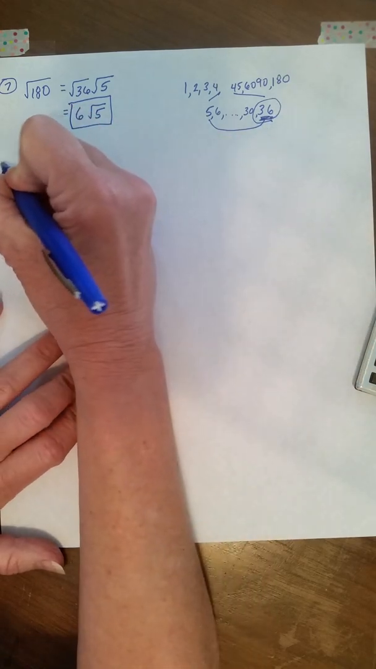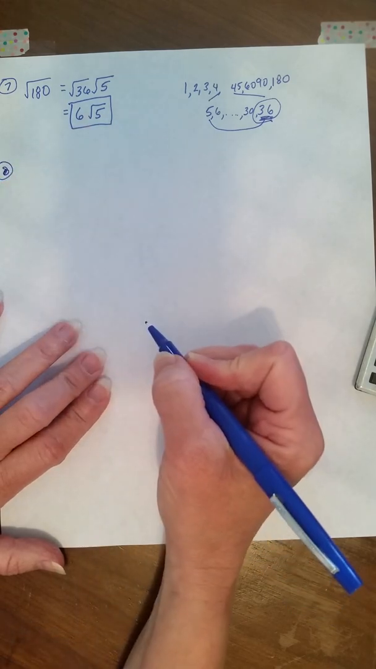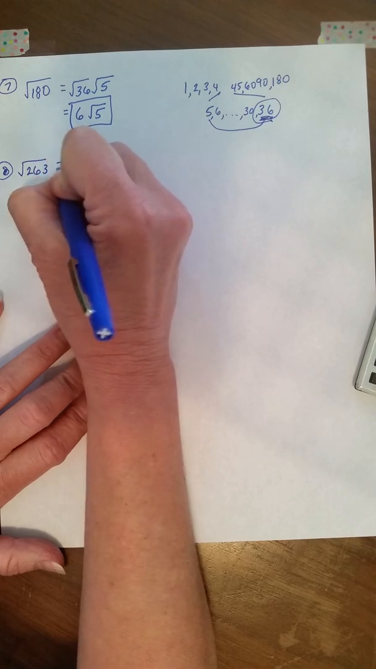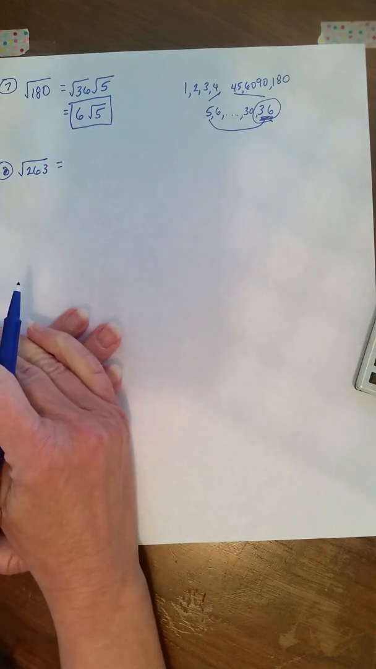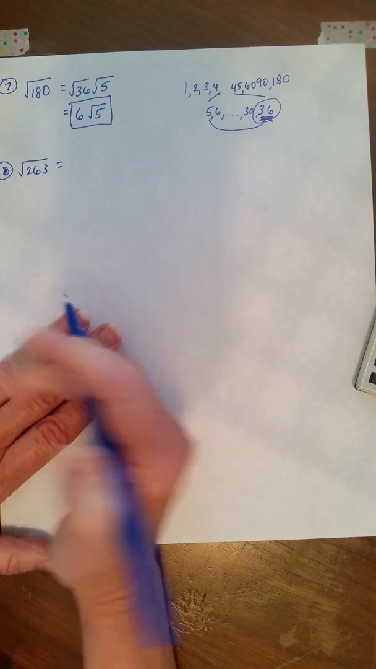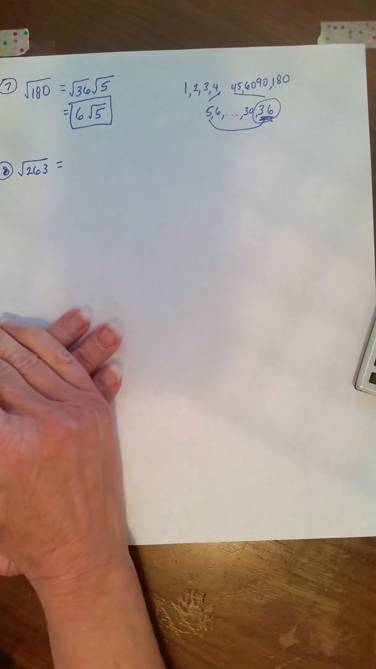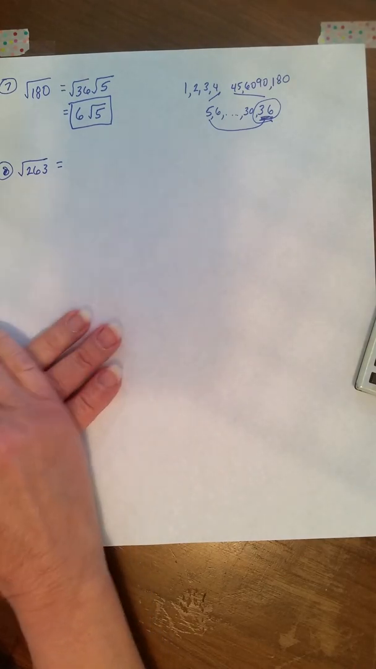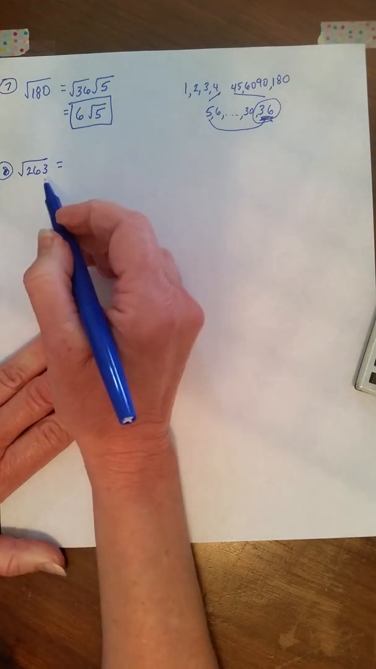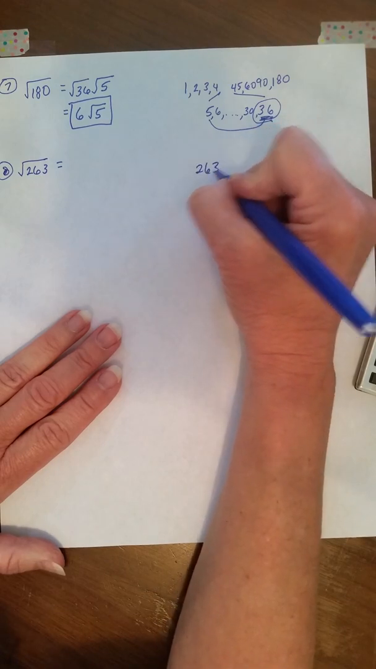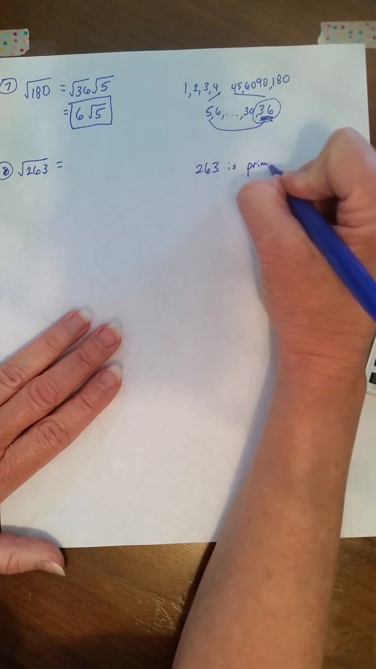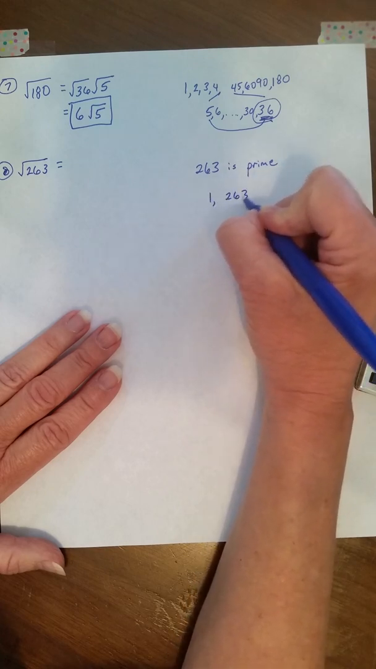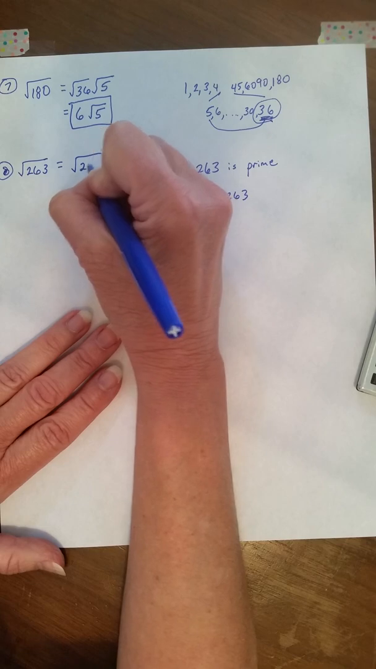Okay, number 8. The square root of 263. Now this one, no matter which way you do it, you're going to find out it's not divisible by a perfect square. It has no perfect square factors. 263 is prime. That means the only factors of 263 are 1 and itself. So there's nothing to do here.